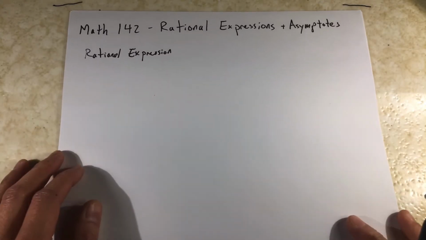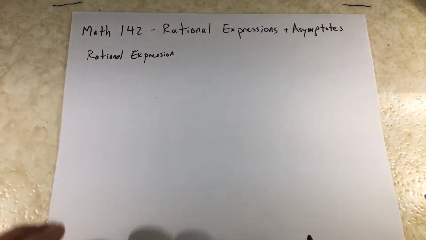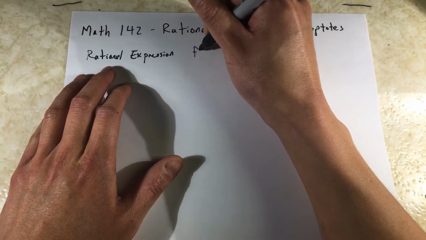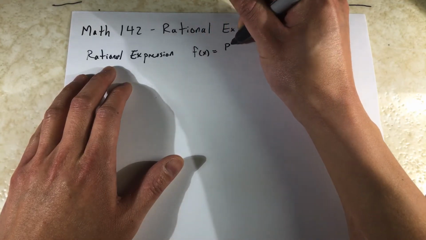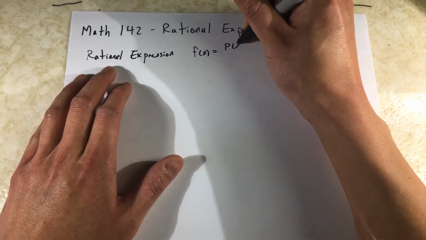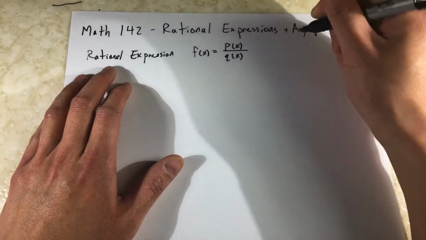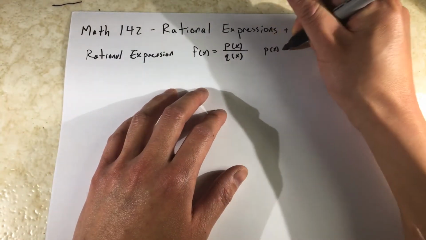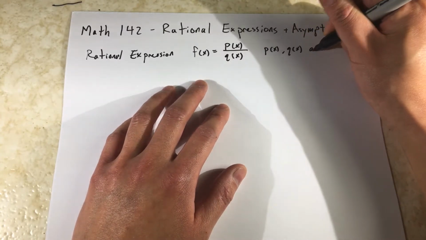All right, welcome back. Today we're going to talk about rational expressions and asymptotes. The first thing we're going to talk about is what is a rational expression. A rational expression has a form of basically the ratio of two polynomials. So you have p of x over q of x, and p of x and q of x are polynomial functions.